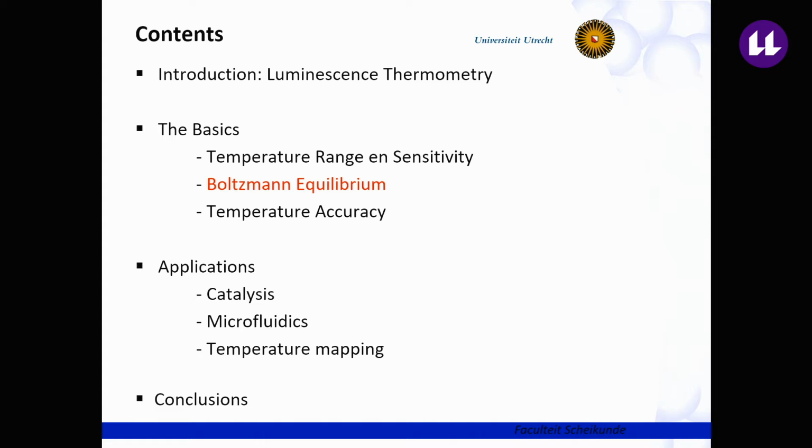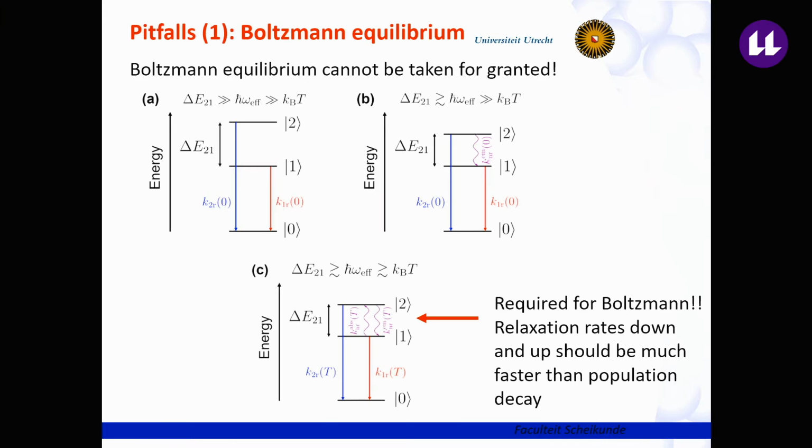Second aspect that is important is Boltzmann equilibrium. For this temperature sensor to work, you need Boltzmann equilibrium. Otherwise, this equation doesn't hold. So the equilibration between the two levels, 1 and 2, has to be much faster than emission from either one of the levels. And now we can distinguish different situations. For a very large energy gap, much larger than the effective vibrational energy, because vibrations is what make the levels equilibrate, for a very large energy gap, you just get emission from level 2. Level 1, if that's populated from above, also gets some emission.